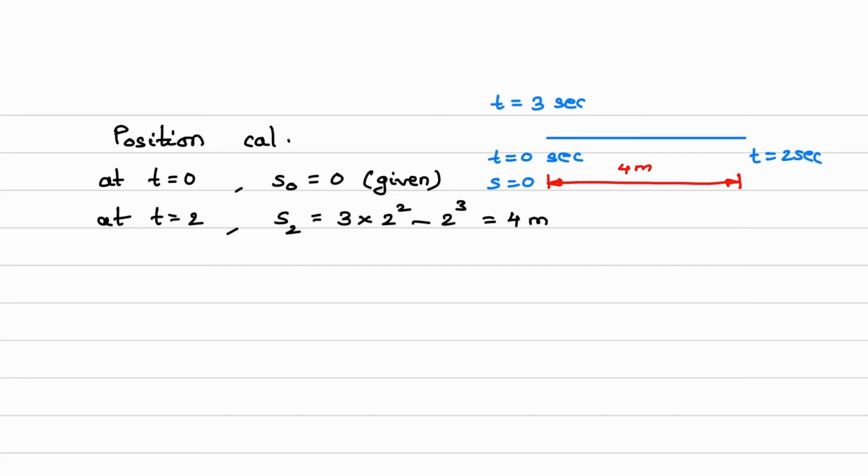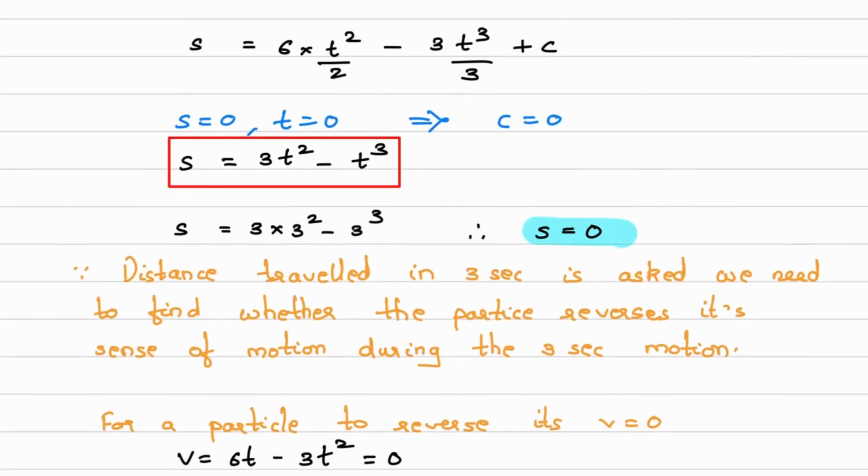Then the last part is at t equal to 3 seconds. This we have already calculated. S3 will be how much? It is again 0. This we have calculated. Now what are we trying to calculate, what is asked in the question?